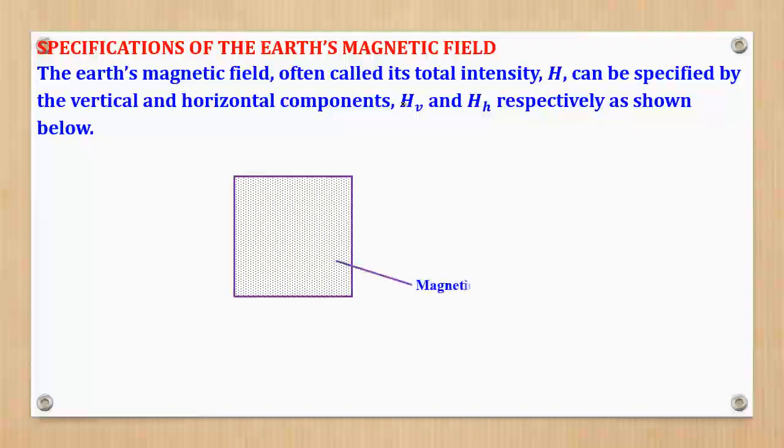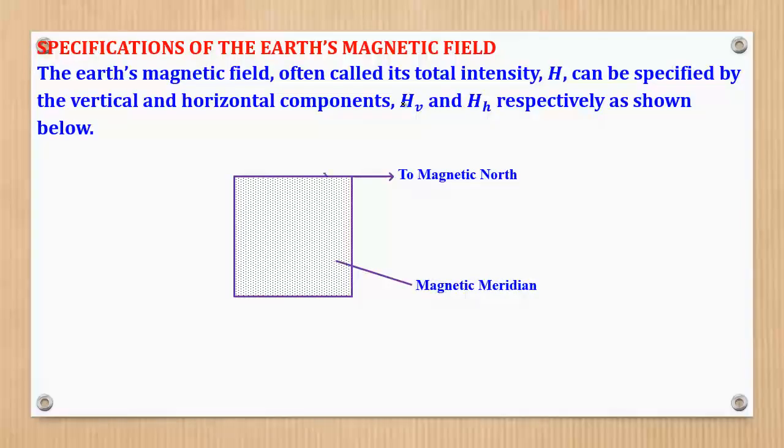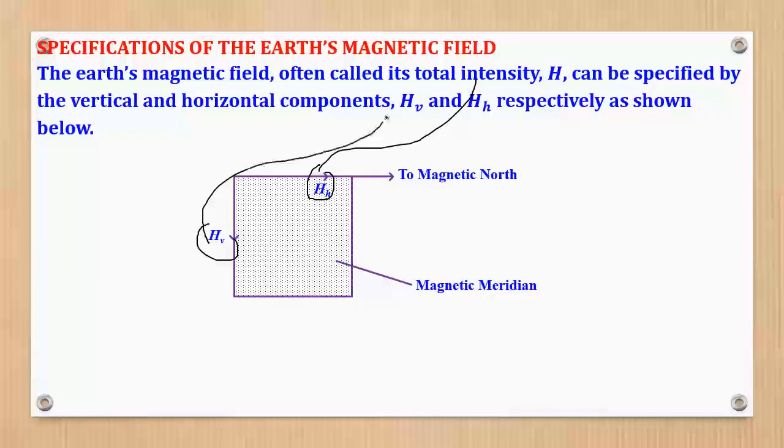So you shall have the magnetic meridian, and also that meridian has a horizontal component of the total intensity and also a vertical component of the total intensity. Then the resultant will be in that direction. That is called the resultant intensity. The angle between the horizontal component and the resultant is what we call the angle of dip.